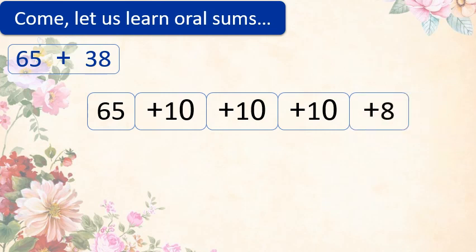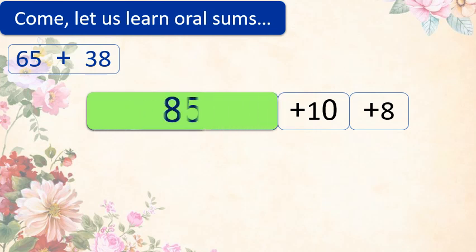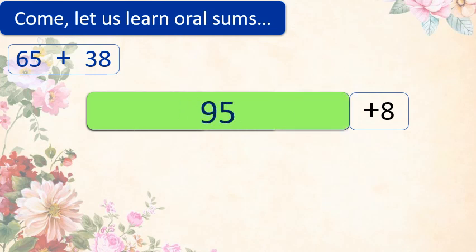Okay, come on students, we will add the numbers. 65 plus 10 is equal to 75. 75 plus 10 is equal to 85. 85 plus 10 is equal to 95. Now 95 plus 8 is equal to 103. Isn't it? Got the method? You have to practice this. On your finger also you can count like this. Okay?